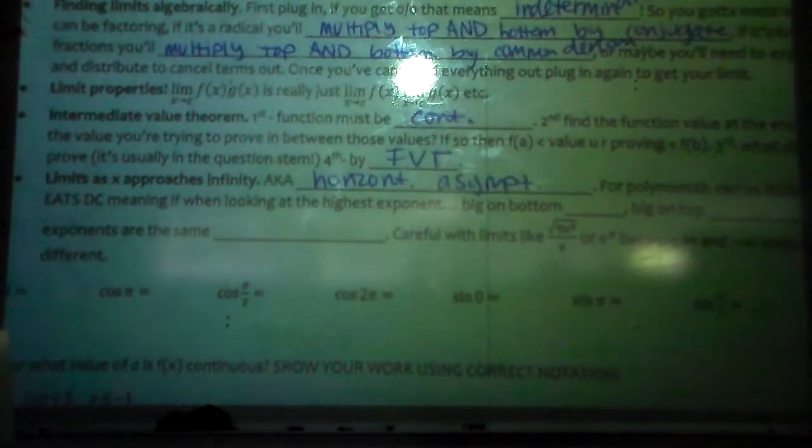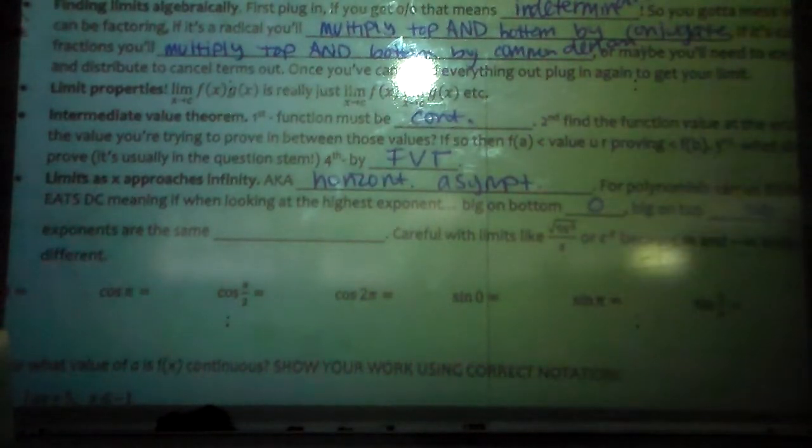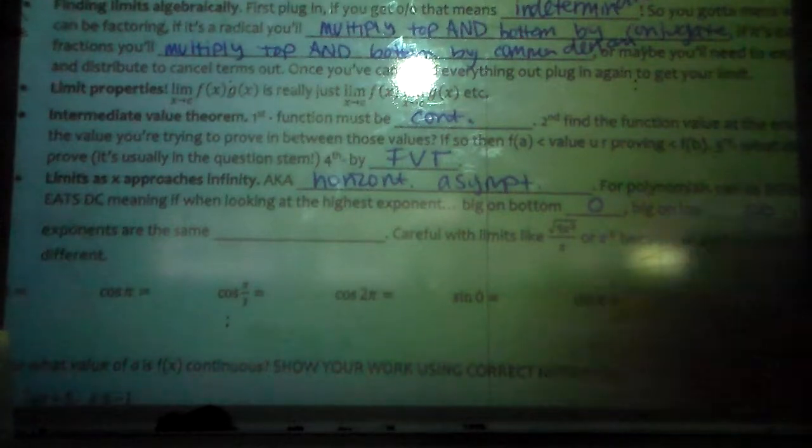Limits as x approaches infinity are just your horizontal asymptotes. For polynomials, we can use the highest exponents, or HEC. If you're looking at the highest exponent and it's bigger on the bottom, that's 0. Bigger on top is infinity. And if the exponents are the same, then you're going to divide the coefficients.